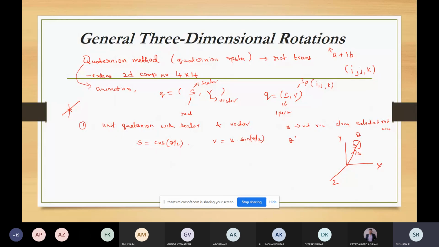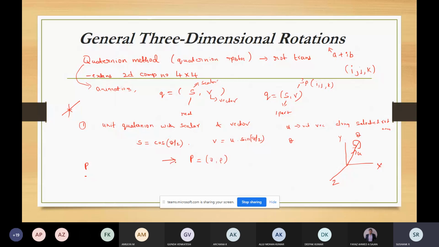So the quaternion method means it is represented by Q is equal to S, V, where S is equal to cos theta by 2, and V is equal to U into sin theta by 2, where U is the unit vector along the selected rotation axis, and theta is the angle of rotation. Now there is some point P that is to be rotated by this quaternion. For that you can use the notation P is equal to 0 comma P.